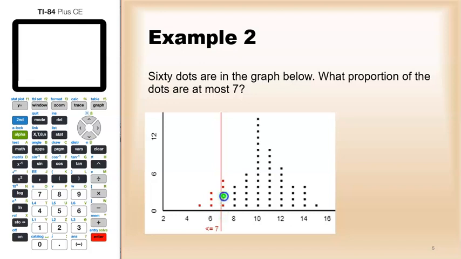And that would be 1, 2, 3, 4, 5, and then 6, 7, 8, 9. These ones right here. There are 9 dots out of 60, so the proportion would be 9 out of 60, or 15%.